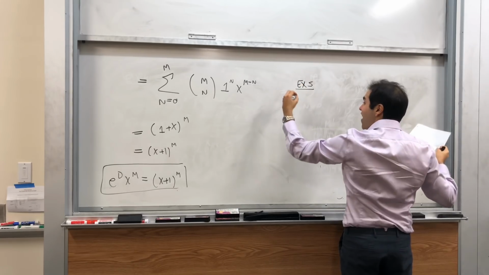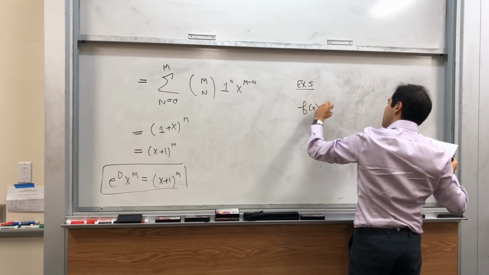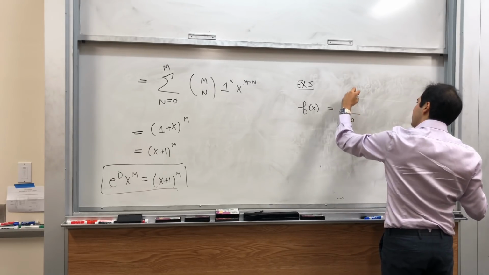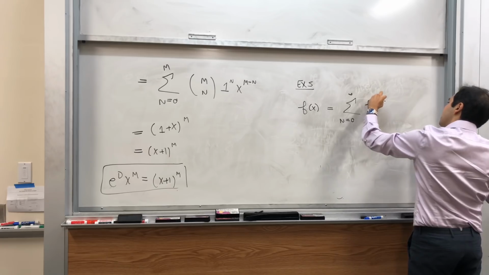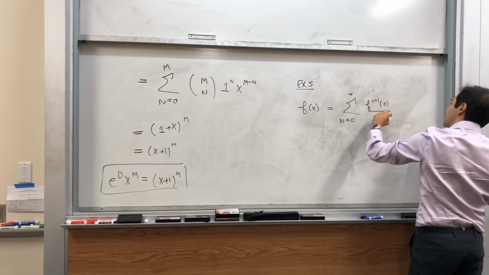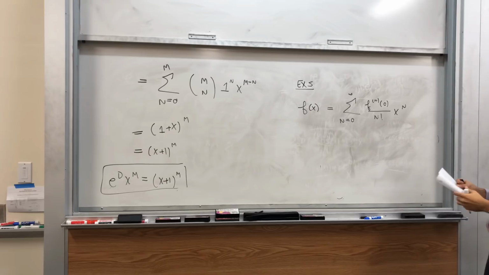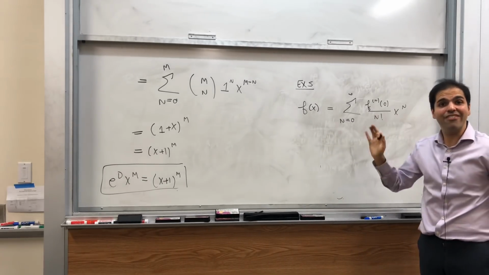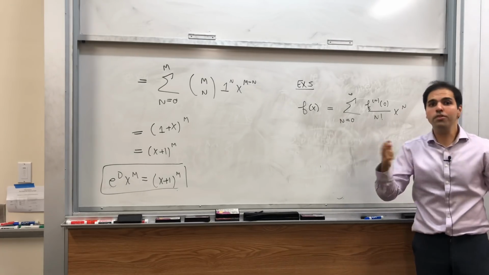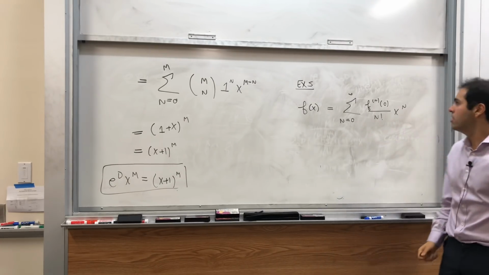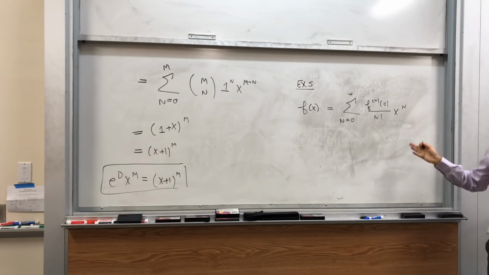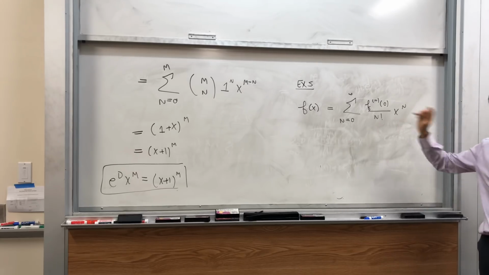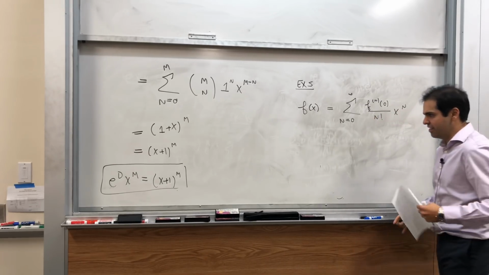So suppose f has a Maclaurin series. So suppose f of x equals the sum from n equals 0 to infinity of f^(n)(0) over n factorial x to the n. Most functions that are infinitely differentiable have this property. By most, I mean most of the functions you encounter, but not all of them do. There are functions that are very smooth, infinitely differentiable, but cannot be written as a Taylor series.